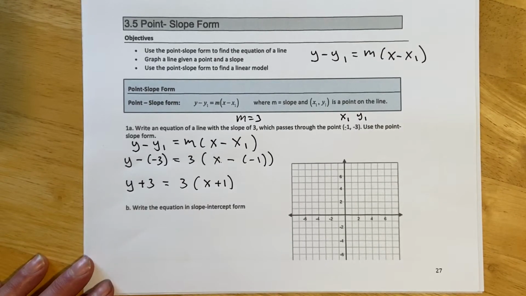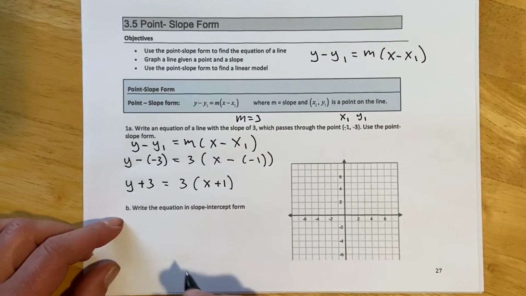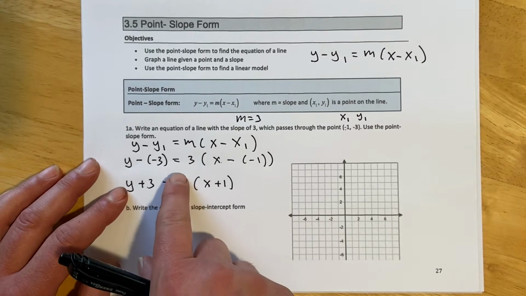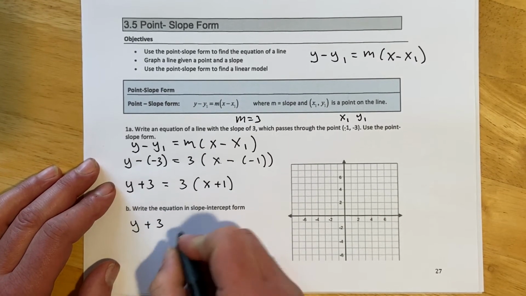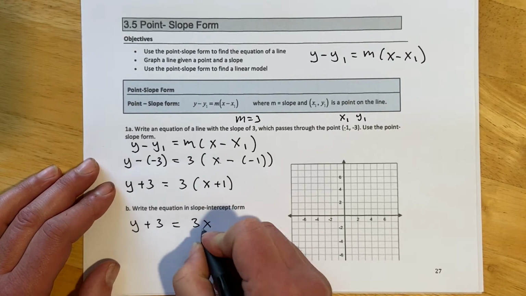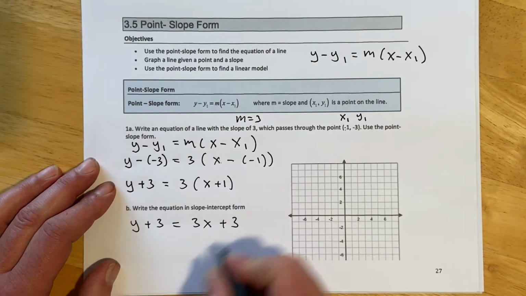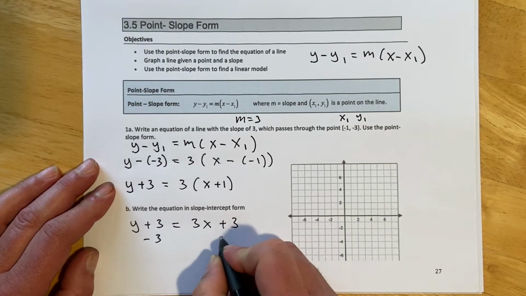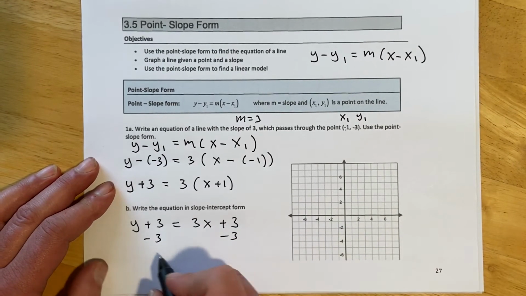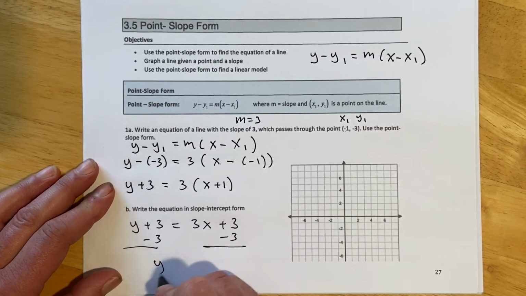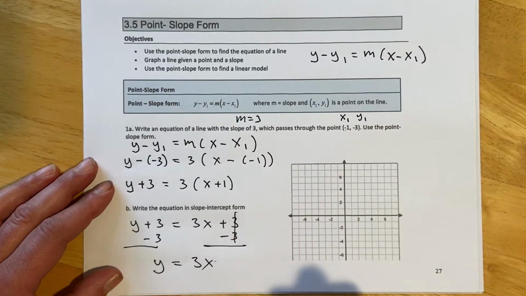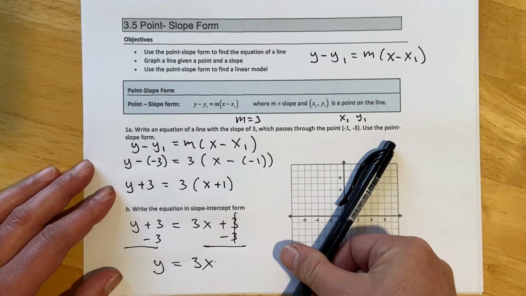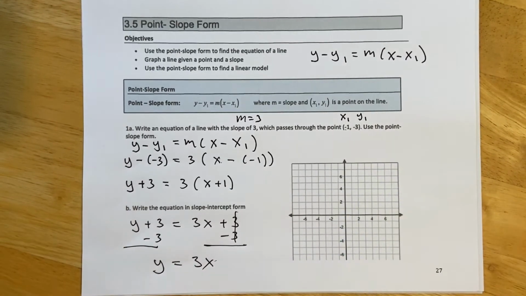Part B is write the equation in slope-intercept form. So there's something we are a little more familiar with. So I'm just going to distribute that 3 as I bring it down here. I don't have a lot of room to write. 3x, and I'll make a plus 3, and now I'm going to subtract my 3 over because I'm trying to get y by itself because that's slope-intercept. So that gives me y equals 3x, and yeah, it's cool, those drop out. So that just means we have a line through the origin, and my y-intercept is 0.